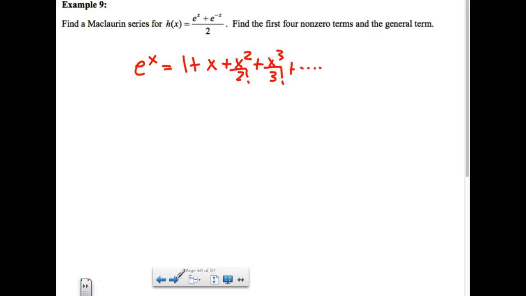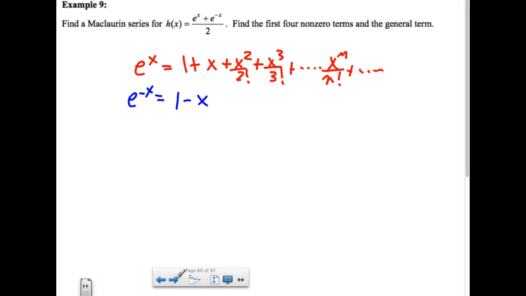General term. All right. So now what I'm going to do is I'm allowed to add, subtract, multiply, integrate, derive. I can do a whole bunch of stuff. I'm going to do e to the x's next. All right, so for e to the negative x, all I do is replace all these with a negative x. So let's go see what happens.